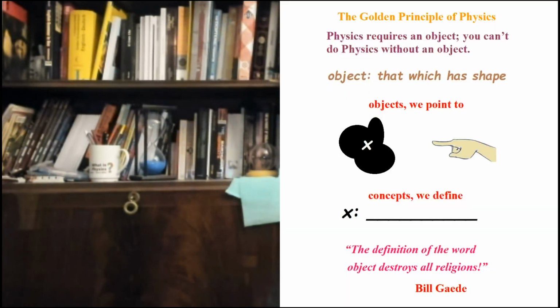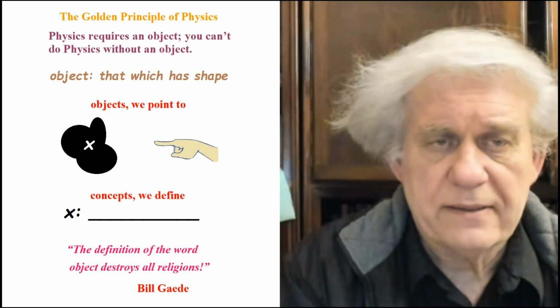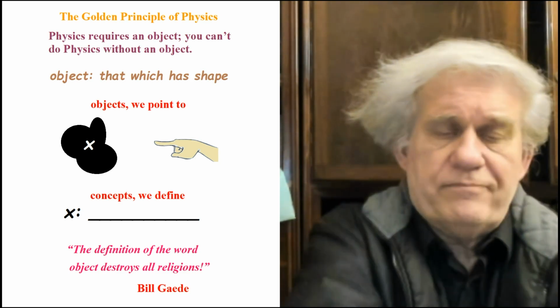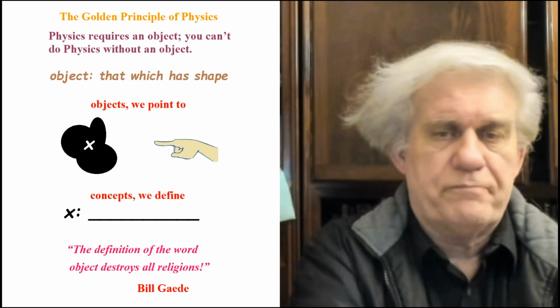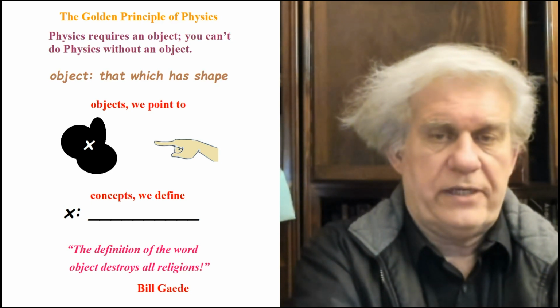Okay. So what do we do in science? Well, we define the word object. And why? Because you need what is known as the golden principle of physics, which is you can't do physics without an object. What would there be to study without an object?